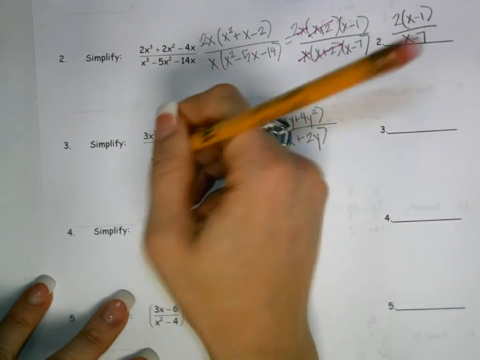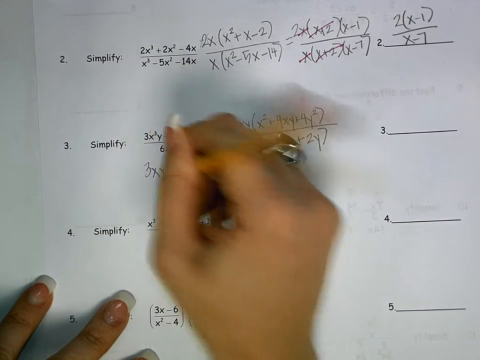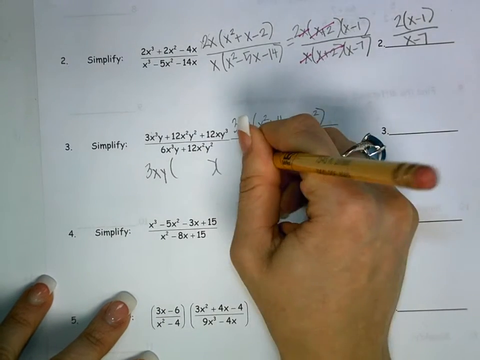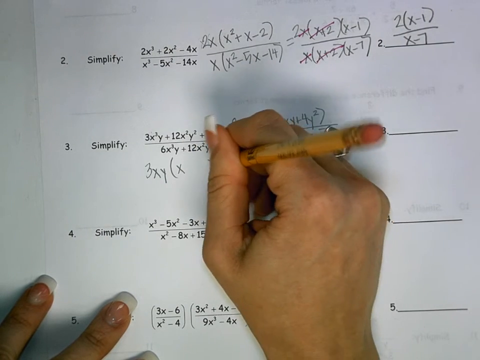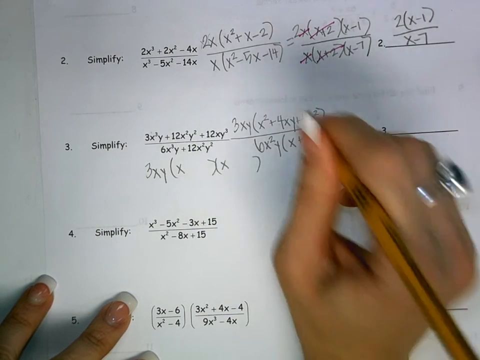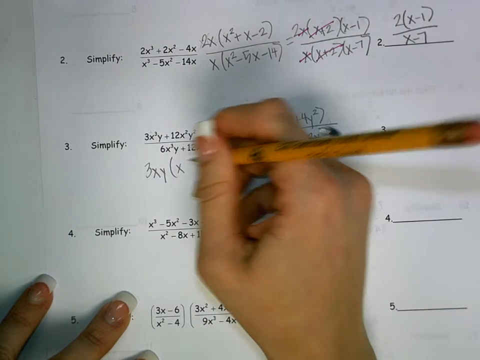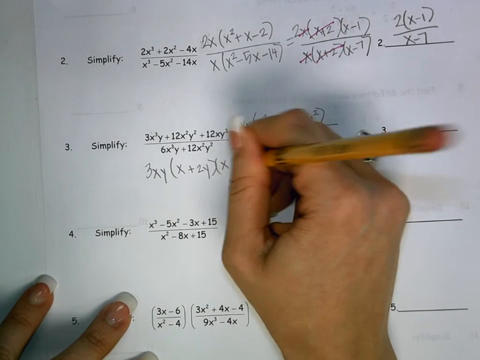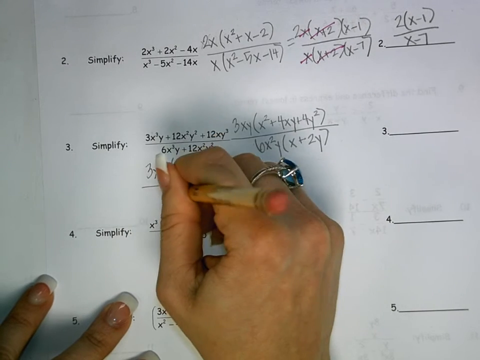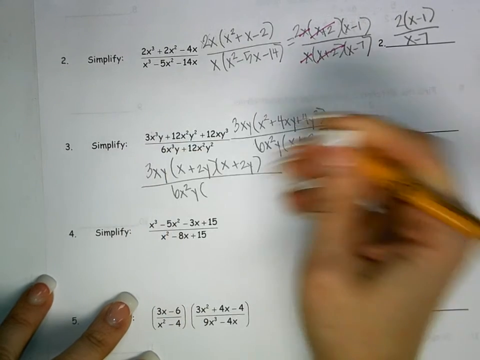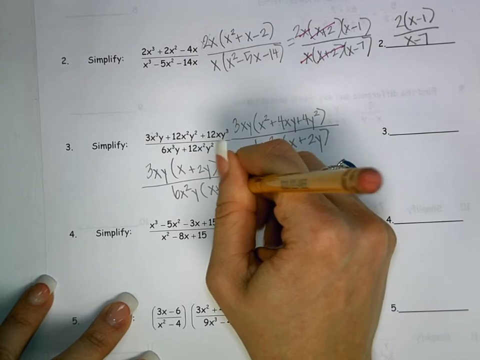In the top, that factors again, so we still have the 3xy on the outside. Whenever you have an x and a y, you're still factoring the exact same way. So x squared still breaks down to x and x. What multiplies to 4 and adds to 4 is just a 2, but you just have a y at the end as well. That's it. Over 6x squared y times x plus 2y.